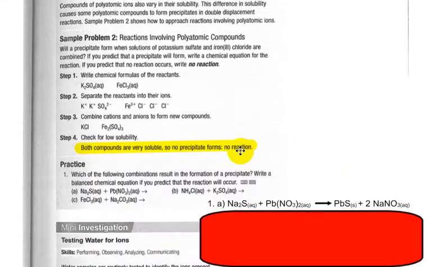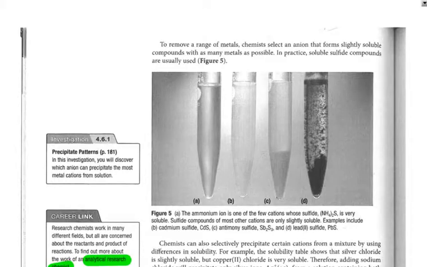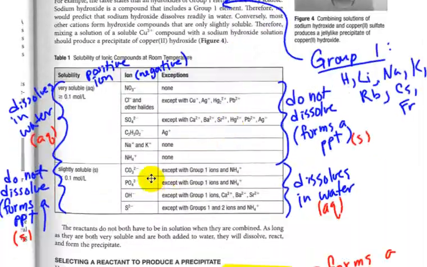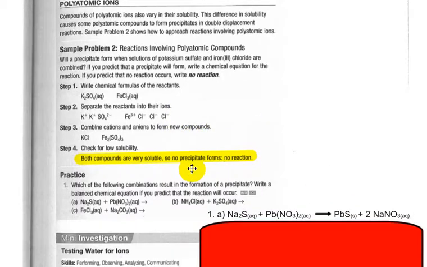Looking at iron carbonate. Iron 3 with carbonate. Let's look at that. Carbonate, iron 3, is it a group 1? No, iron 3 is not a group 1, and it's not ammonium, so iron 3 exists on this side of the chart. PPT, it's a precipitate, it's a solid.